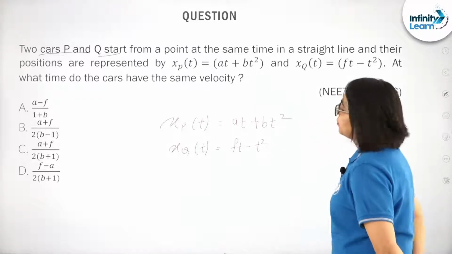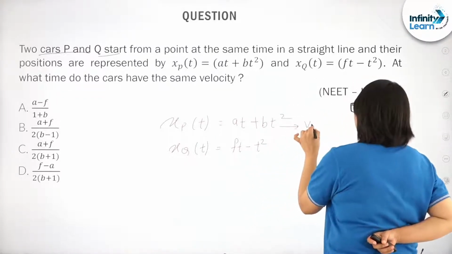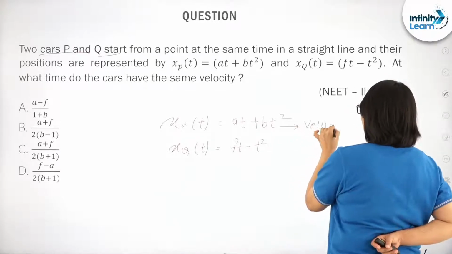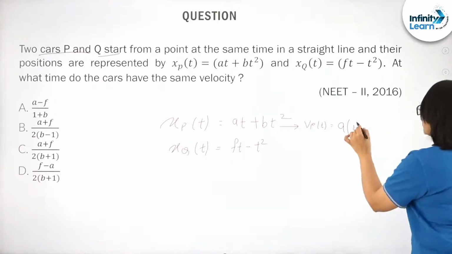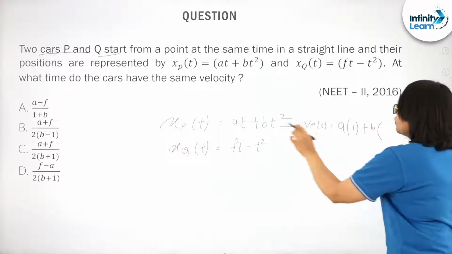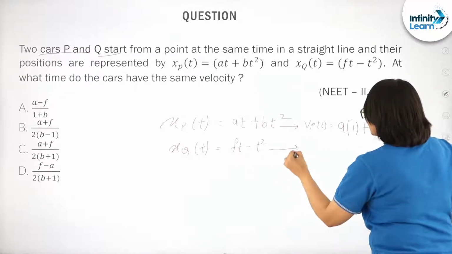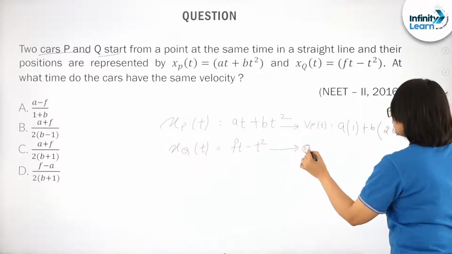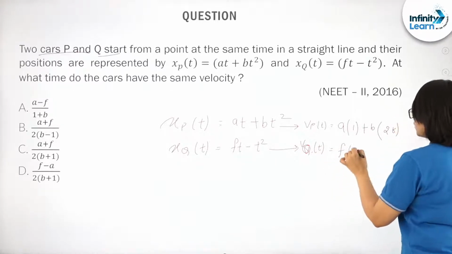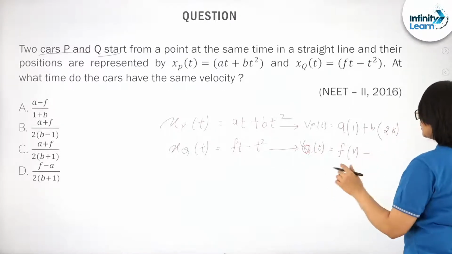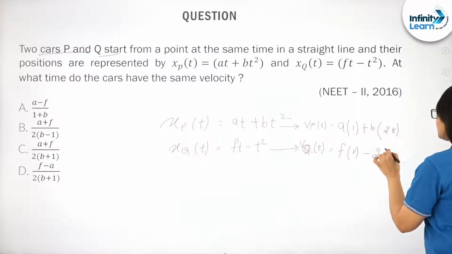Very good. So if you differentiate this value, you'll get vp(t), and that is a times differentiation of t, that is 1, plus b times differentiation of t square, that is 2t, right? If you differentiate this value, you'll get vq(t). So it is f times differentiation of t, 1, minus differentiation of t square, that is 2t.